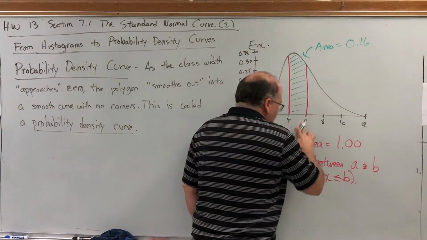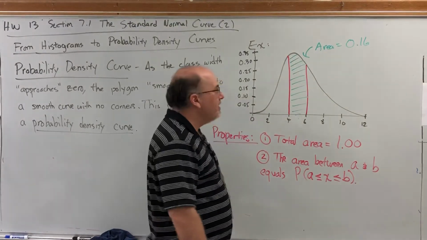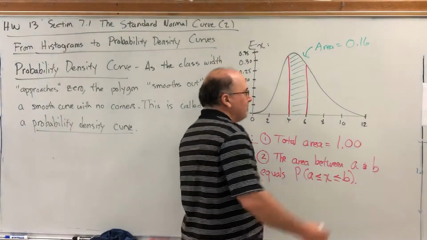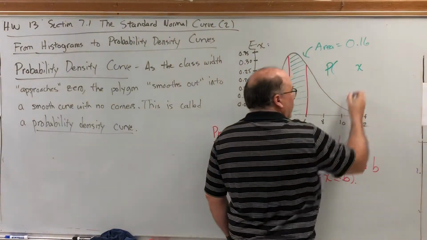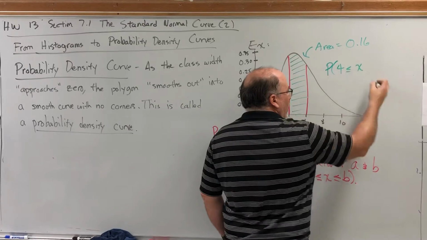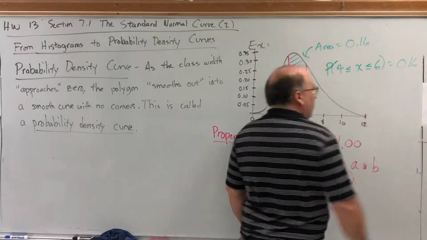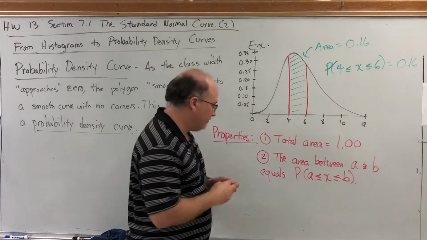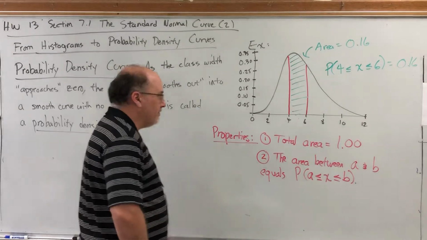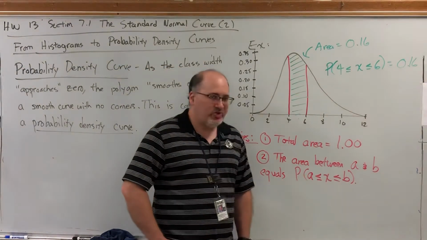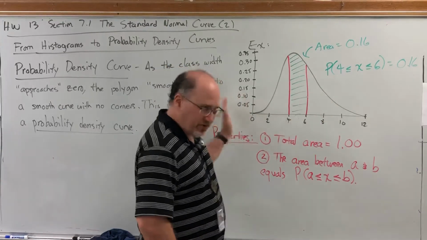If that area between 4 and 6 underneath this probability density curve is 0.16, that means that the probability of a value being greater than or equal to 4 and less than or equal to 6 is 0.16 or 16%. So a probability density curve doesn't give us a probability for a single value. It gives us the probability of being between two values.